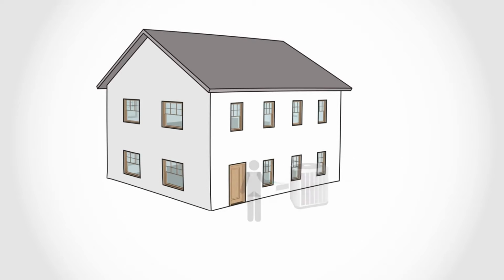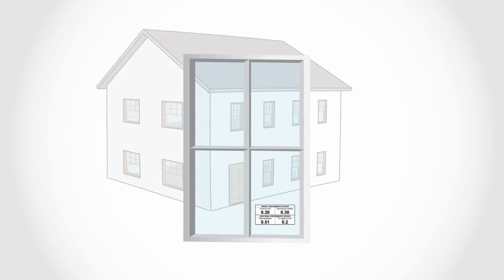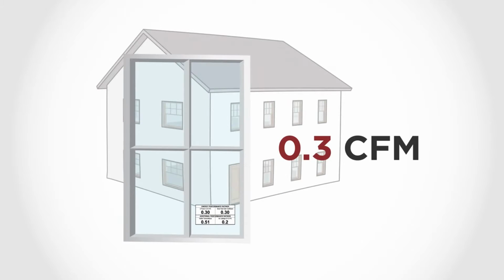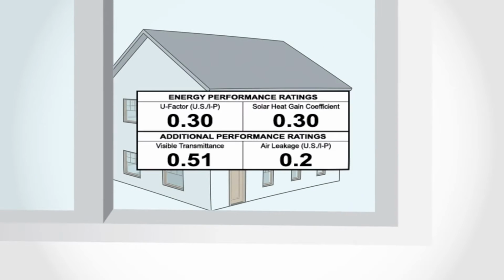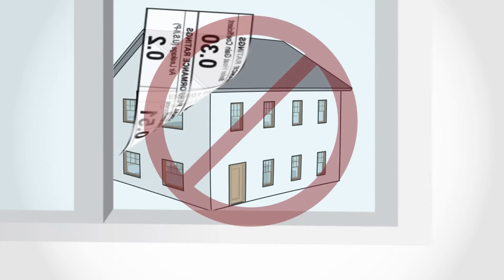New windows need to be factory rated with an air leakage of 0.3 cubic feet per minute or less. Each window should have an NFRC label with its rating. Don't remove these labels until all inspections are passed.